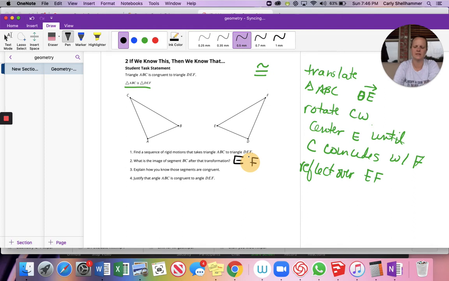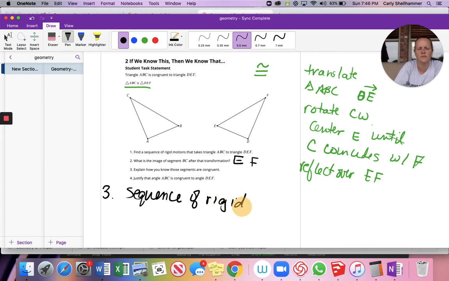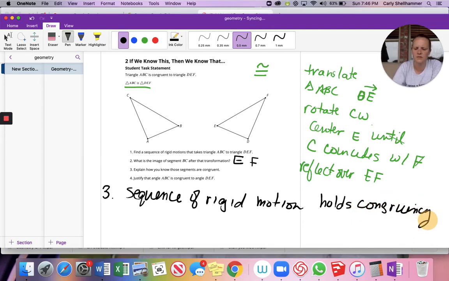The image of BC is EF. Explain how you know the segments are congruent. So I could say a sequence of rigid motion holds congruency. Okay, a sequence of rigid motion takes one figure onto another.